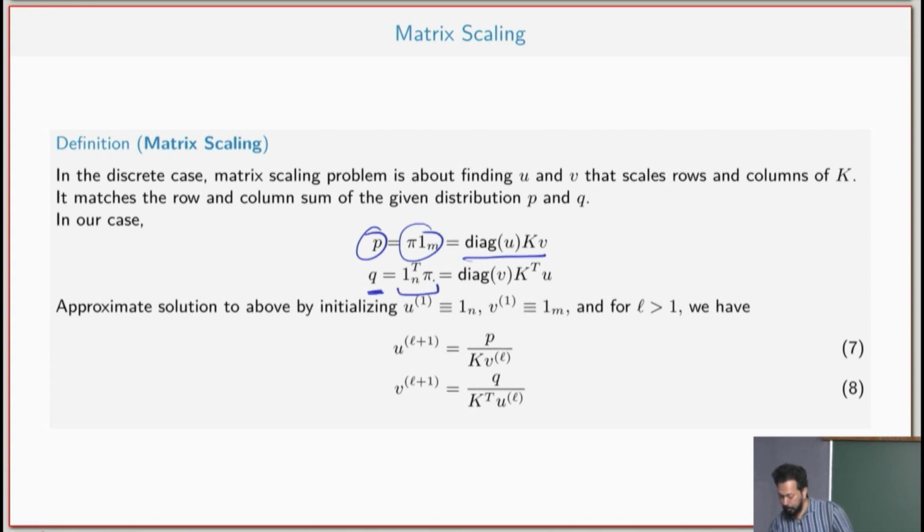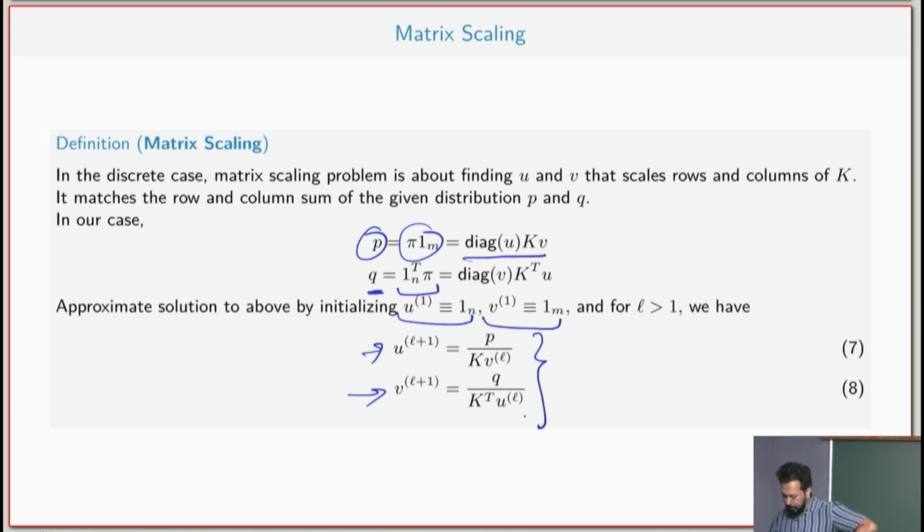So that will be equivalent to 1 transpose pi. Okay, so basically doing the sum across the rows. As a start, you can start with u and v defined like this as an initial guess, and then your iterations will be: u_{l+1} will be p divided by, this is a pointwise divide basically, p divided by K v_l. Okay, and then v can be defined like this.